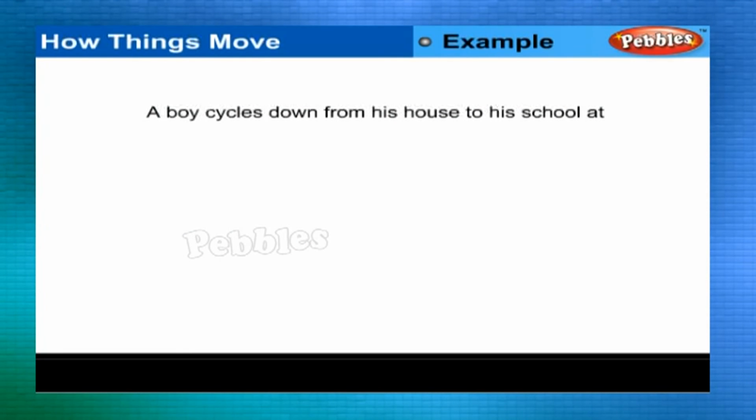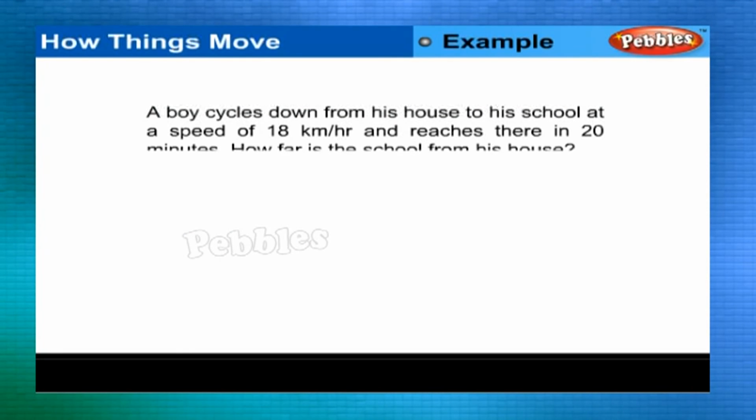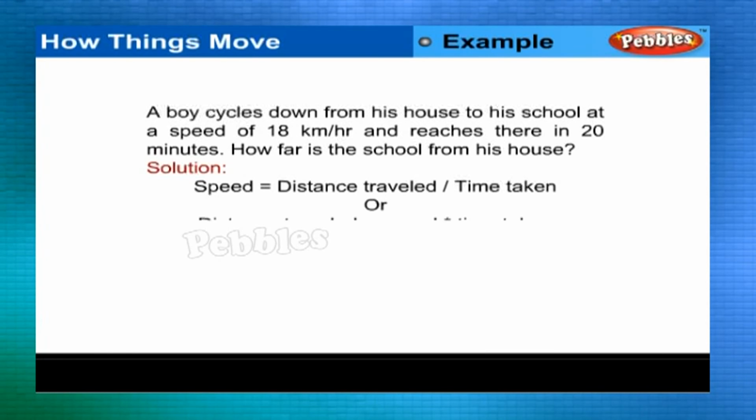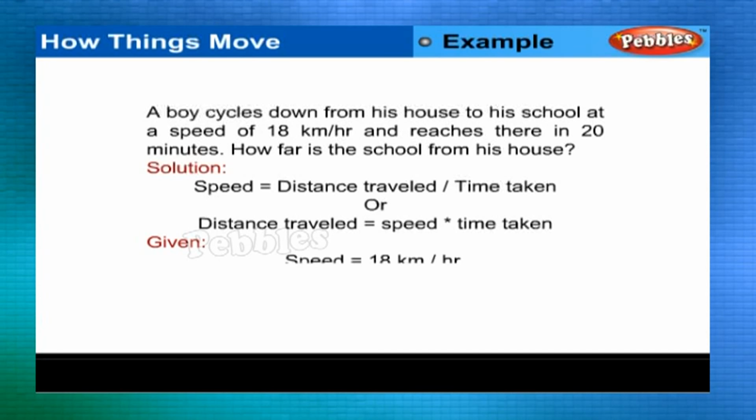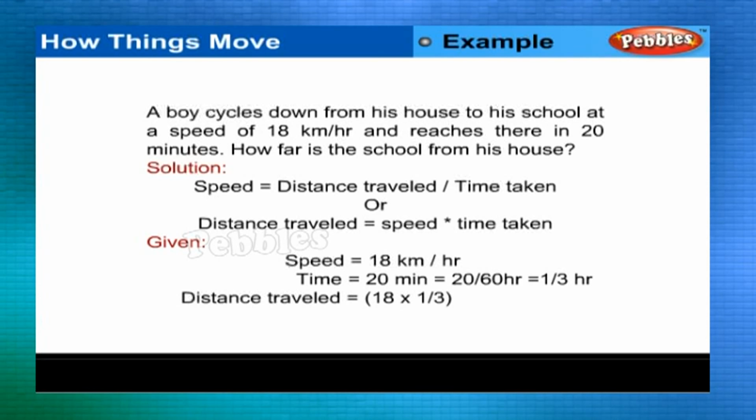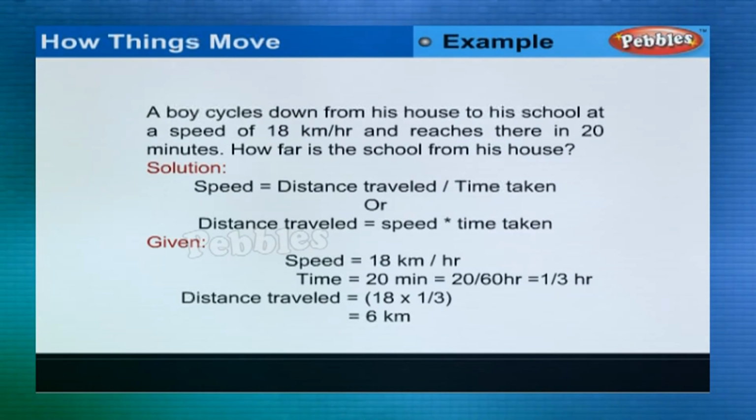Example. A boy cycles down from his house to his school at a speed of 18 kilometers per hour and reaches there in 20 minutes. How far is the school from his house? Solution. Speed is equal to distance traveled divided by time taken. Given. Speed is equal to 18 kilometers per hour. Time is equal to 20 minutes, which is equal to 20/60 hours, which is equal to 1/3 hour. Distance traveled is equal to 18 × 1/3 = 6 kilometers.